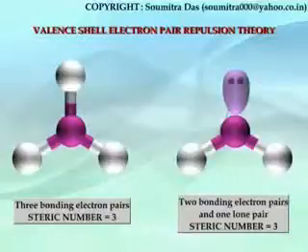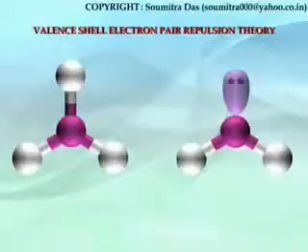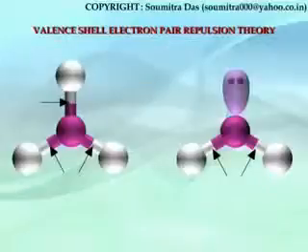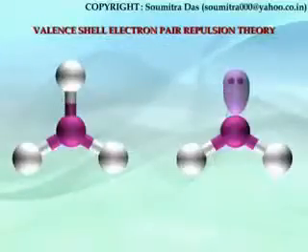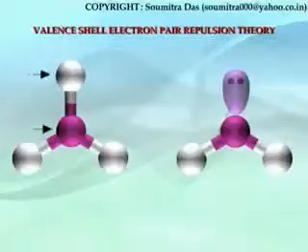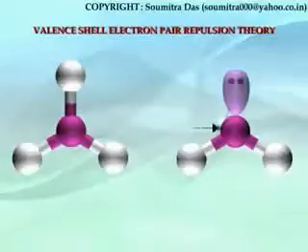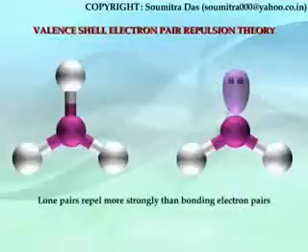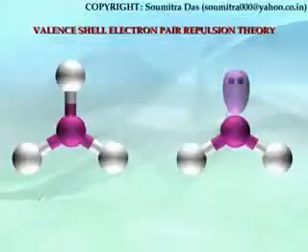Steric number is the number of electron pairs in the valence shell of a central atom. Now, these electron pairs may be of two types: bonding electron pair and lone pair. A bonding electron pair is bonded with another atom apart from the central atom. Therefore, bonding electron pairs interact with two atoms. The lone pair electrons, on the other hand, interact with one atom only. Thus, the lone pairs repel more strongly than bonding electron pairs.